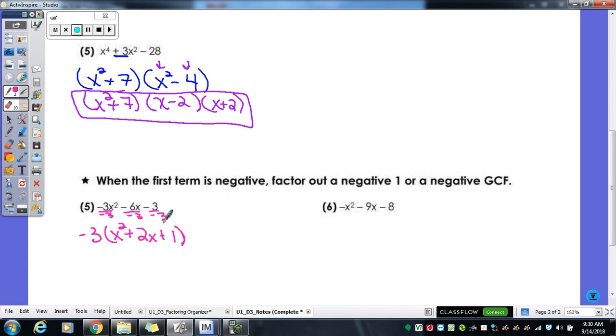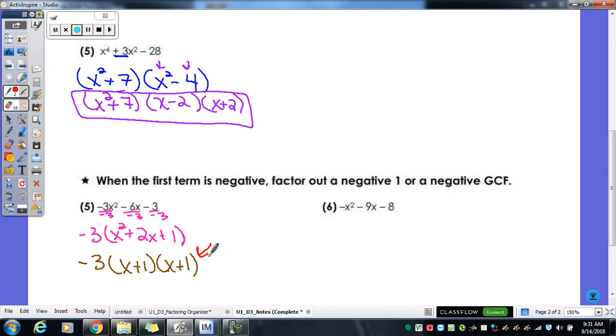So then x squared plus 2x plus 1, can we factor that again? What multiplies to 1 adds to 2? 1 times 1. And then 1 plus 1 gives us 2. Negative 3, x plus 1, x plus 1.